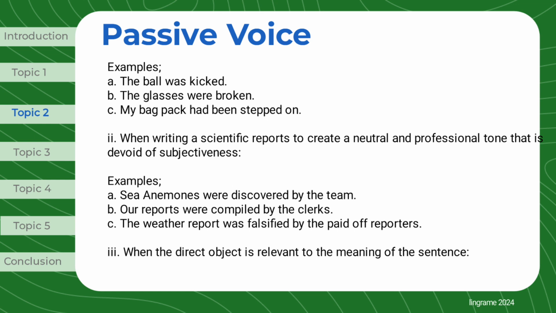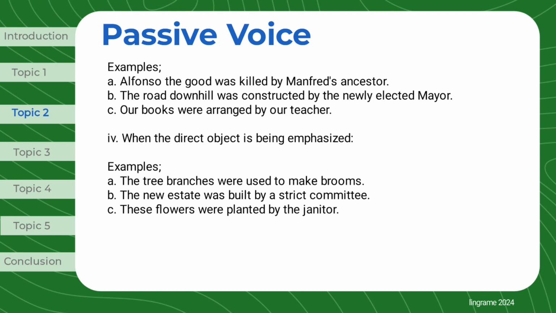When the direct object is relevant to the meaning of the sentence. Examples: Alfonso the Good was killed by Manfred's ancestor. The road downhill was constructed by the newly elected mayor. Our books were arranged by our teacher.